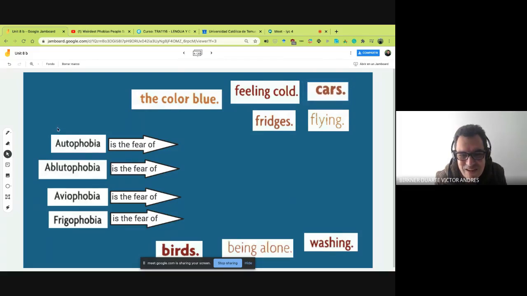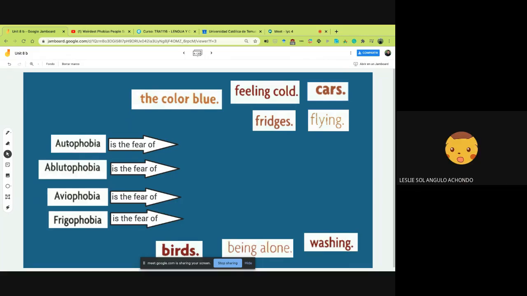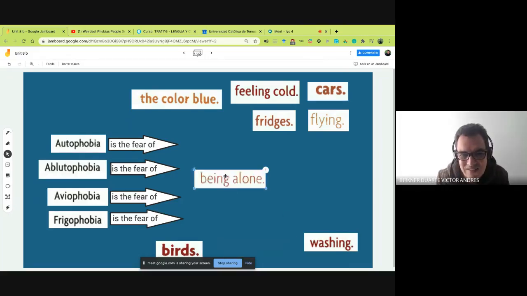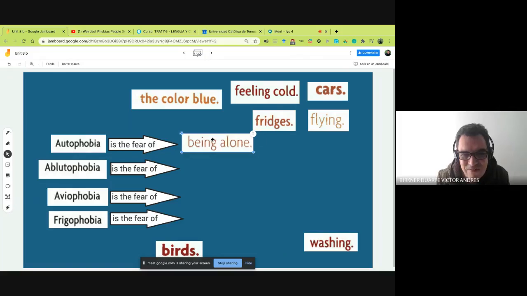All right. Here we have the word auto, right? Auto is something like yourself, right? So I would say that in this case it is the fear of being alone, right? We are using ing here because we have a preposition, right? That is why we're using being and not be. Autophobia is the fear of being alone. We might think that it can be the fear of cars, but no, it's the fear of being alone.